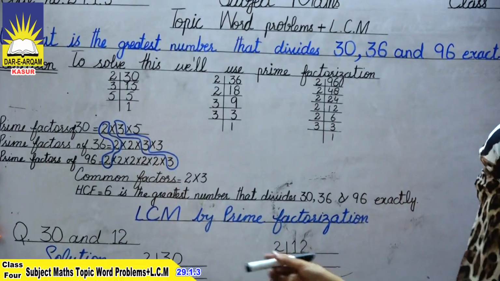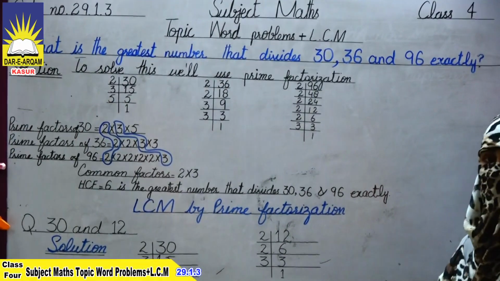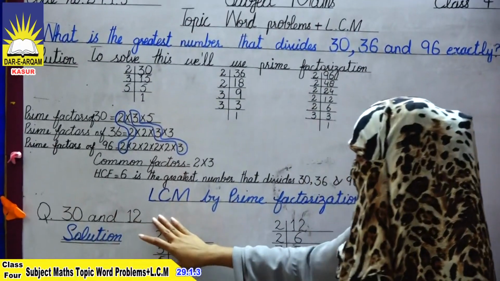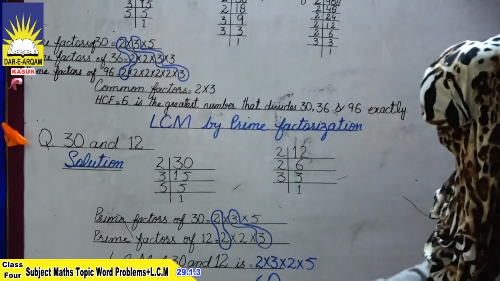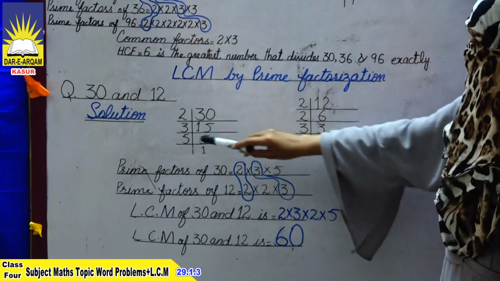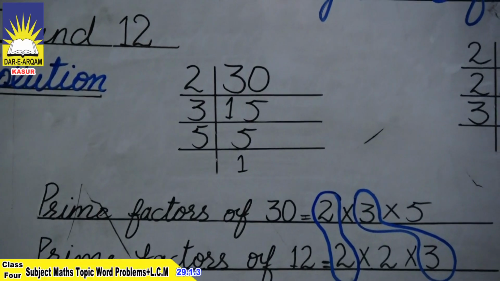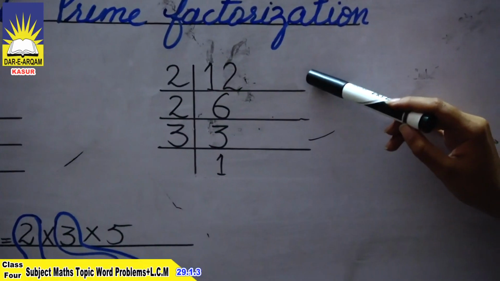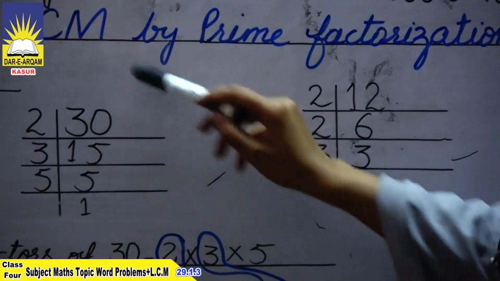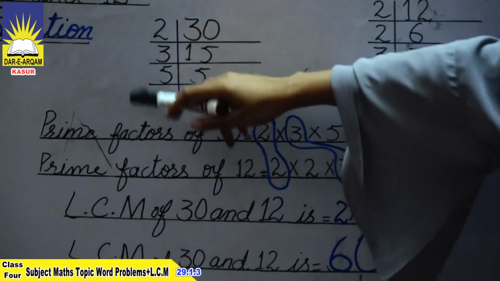Now we will use the prime factorization method for LCM. LCM is an abbreviation of least common multiple. 30 and 12 are the numbers in the question. We will divide 30. 30 is an even number. Which factor divides it? 2. 2 ones are 2. 2 fives are 10. 3 fives are 15. 5 ones are 5. Now we will divide 12 by 2 because 12 is also an even number. 2 sixes are 12. 2 threes are 6. 3 ones are 3.